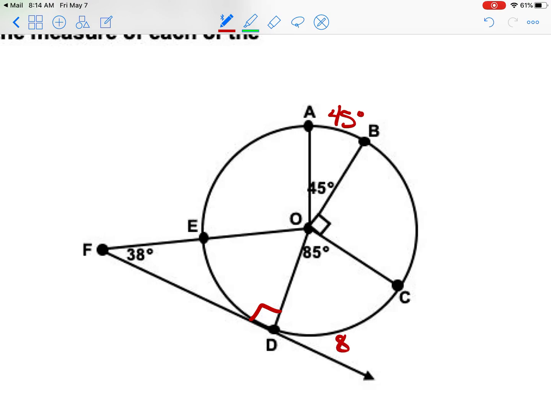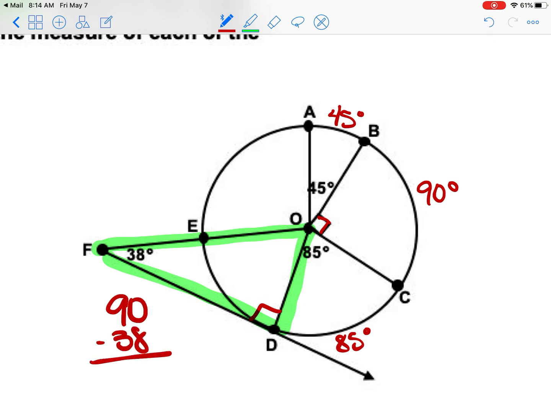Arc DC would be 85 because it matches its central angle. We have a 90-degree angle here in red. That would be 90 degrees. Now, we're missing a couple other pieces, so we have to think for a second. I know that this right here is a right triangle, and triangles add up to 180, but also their acute angles add up to 90 degrees. So I can just say 90 minus 38, and that would give me 52 to go right here, and for arc ED.